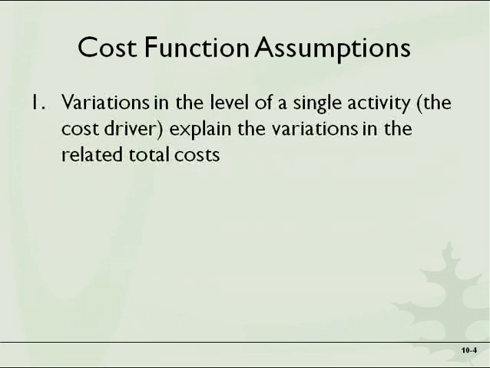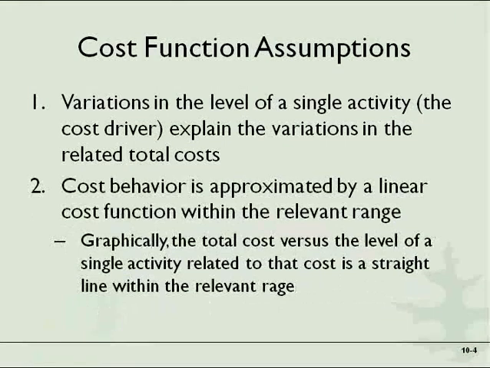Let's go over some assumptions. The first assumption I want to tackle is that variations in the level of a single activity, the cost driver, will explain the variations in the related total cost. So we assume we have only one activity, the cost driver, causing variations in total costs. And then we also assume that cost behavior is approximated by a linear cost function within the relevant range. So graphically, the total cost versus the level of a single activity related to that cost will appear as a straight line within the relevant range.